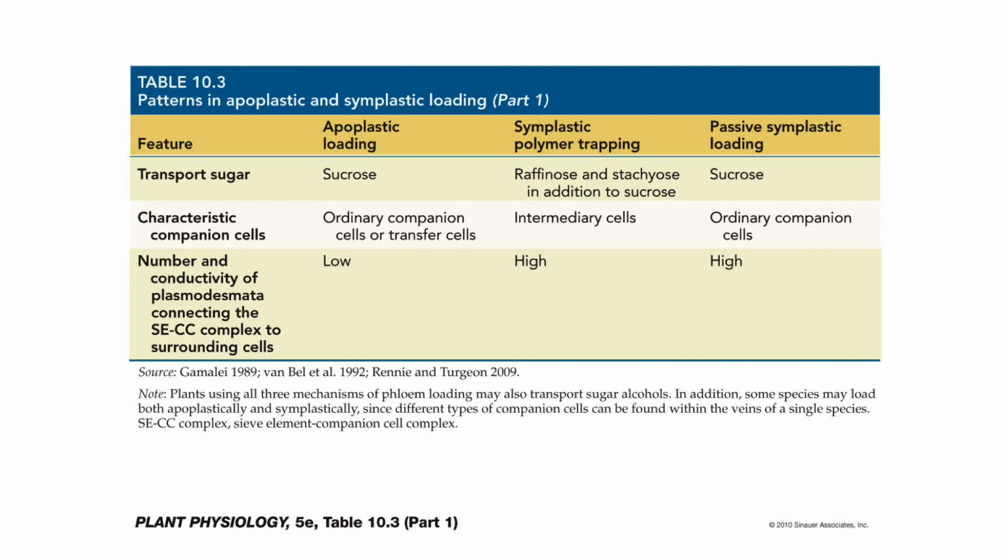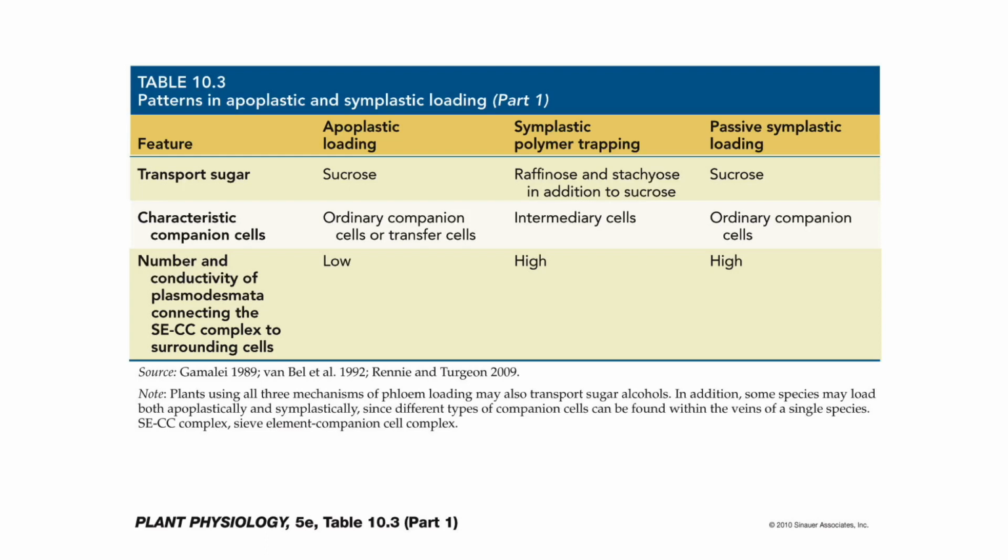The cells that are involved in apoplastic loading are the ordinary companion cells and/or transfer cells. In the symplastic polymer trapping using raffinose and stachyose, intermediary cells are involved. And in the passive symplastic loading, we have ordinary companion cells. Another striking feature that's different between these is the number and conductivity of the plasmodesmata connecting the sieve element companion cell complex to the surrounding cells.